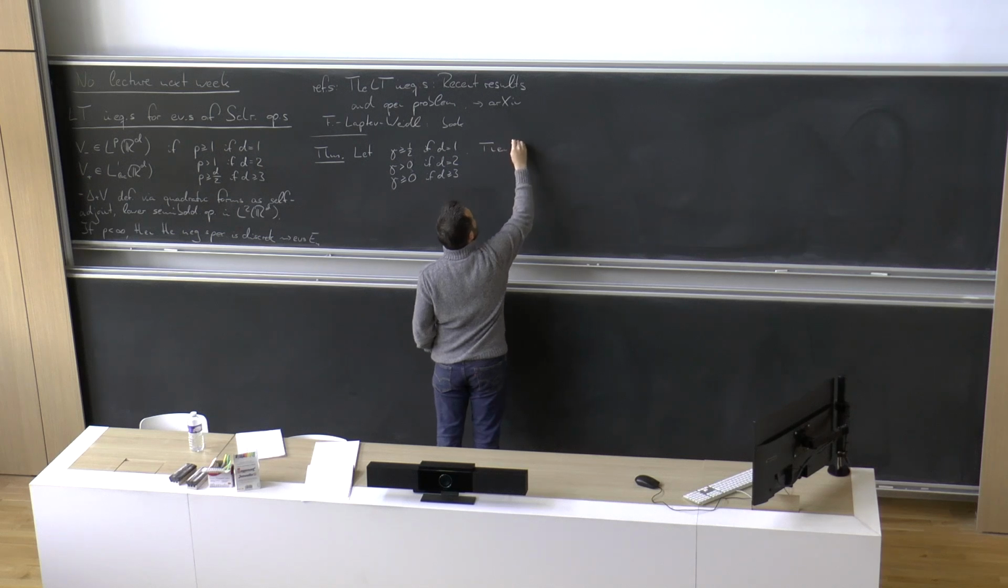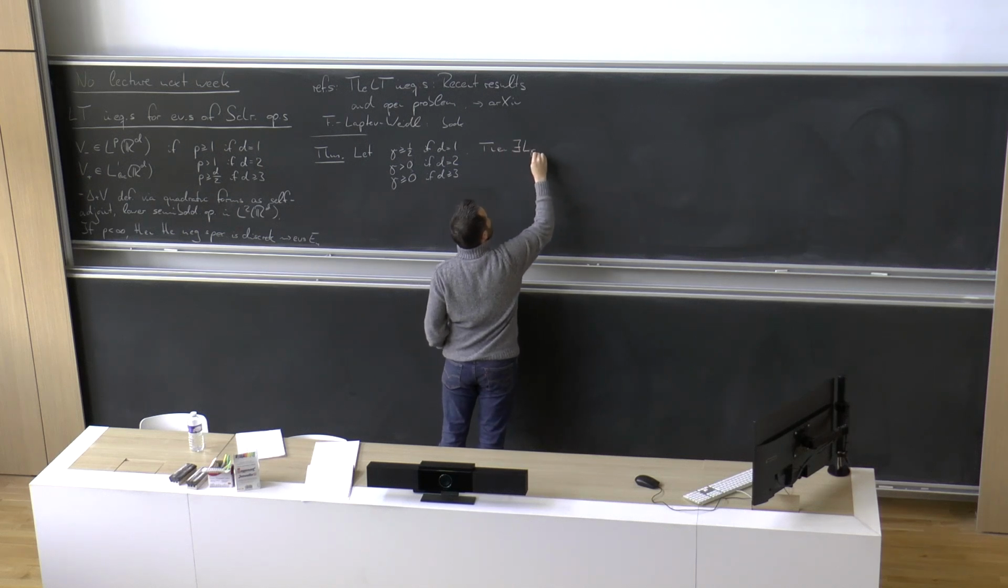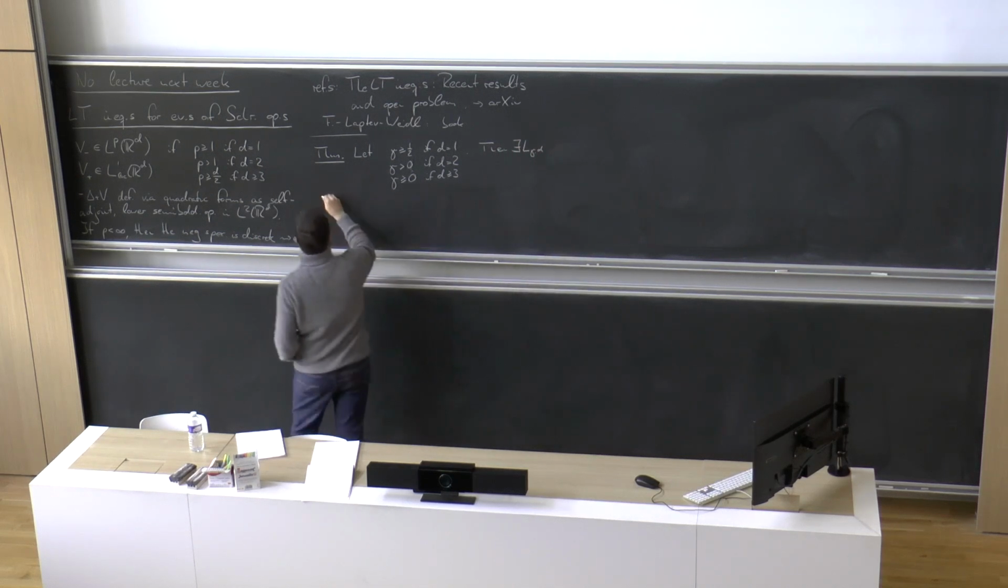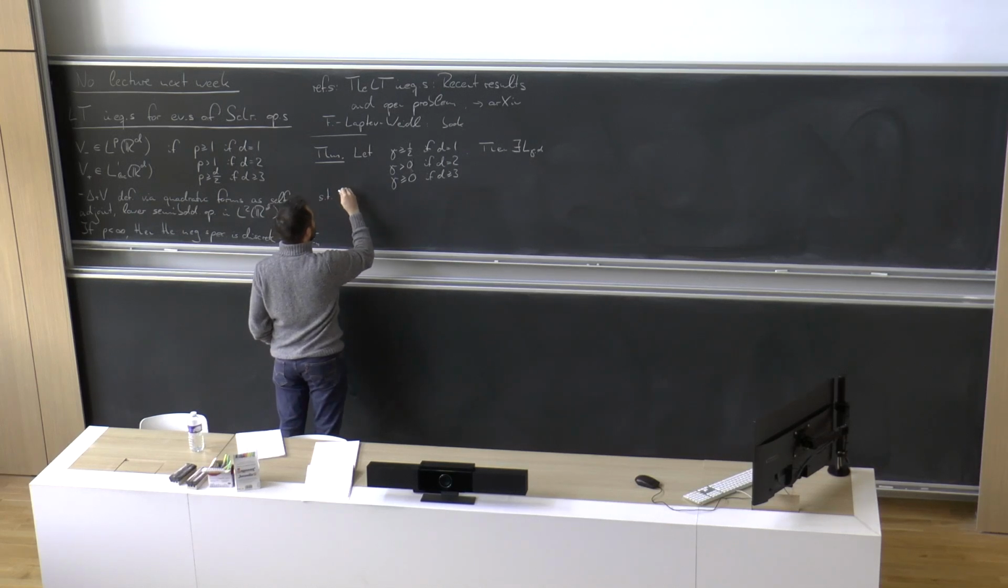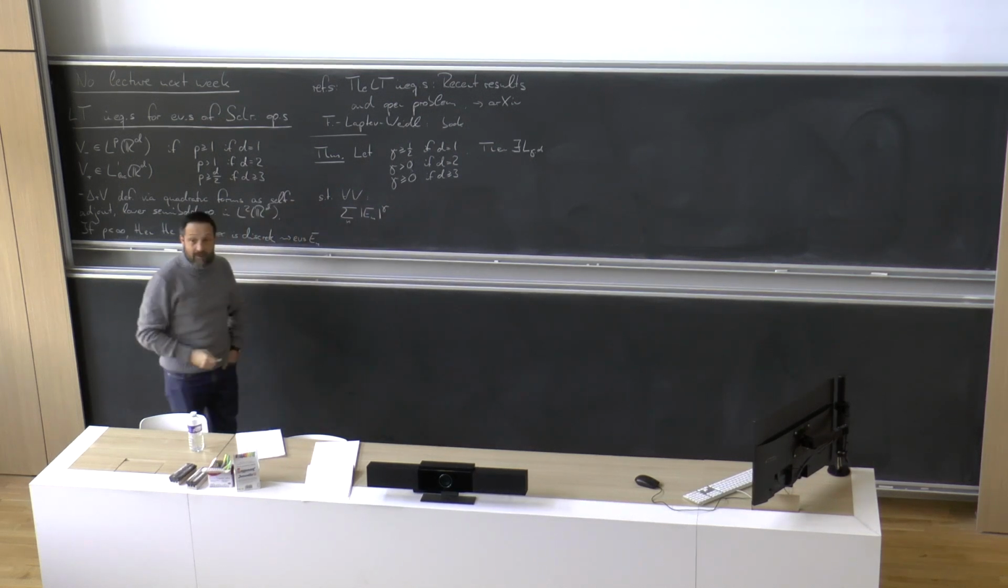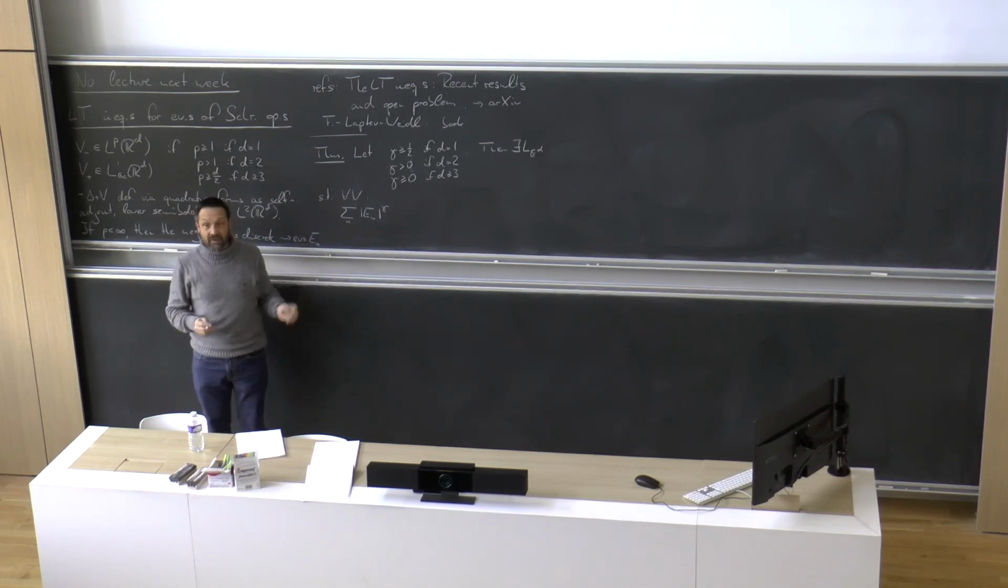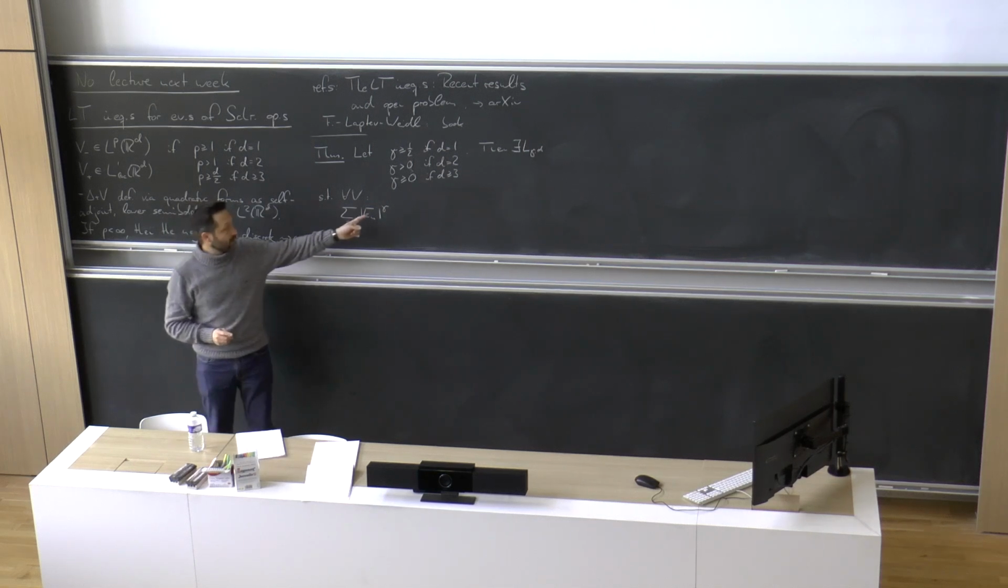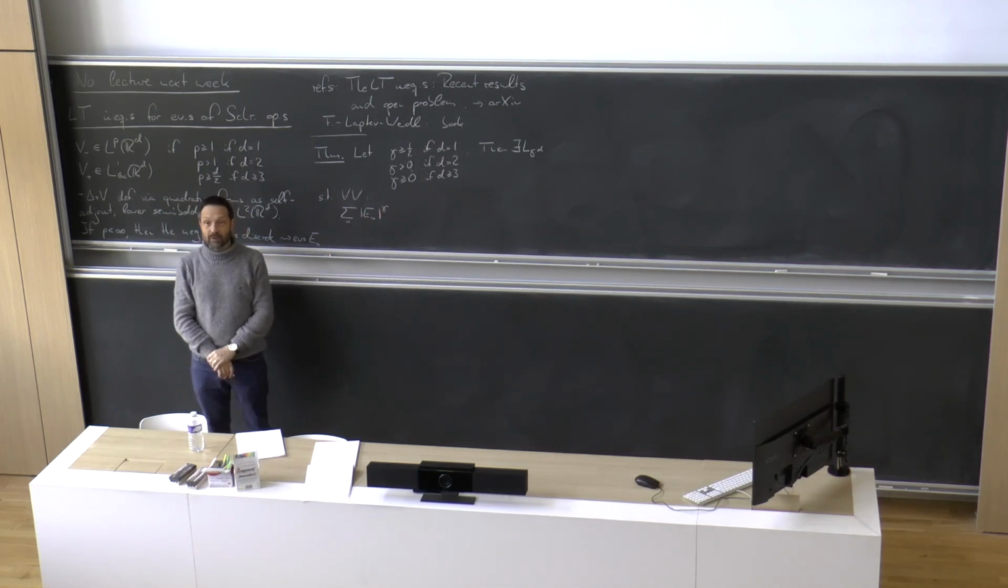Then there exists a constant L_{γ,d} such that for all V as over there, the sum of these eigenvalues... compared to last time, remember last time we took just the sum of the absolute values of the eigenvalues.